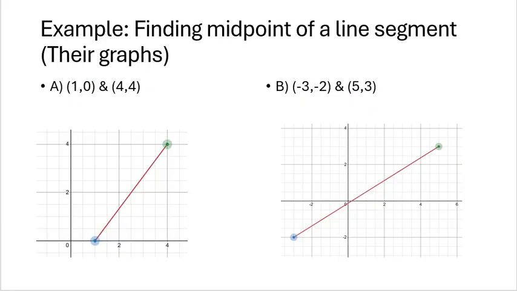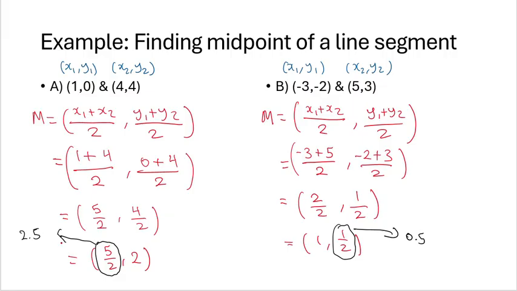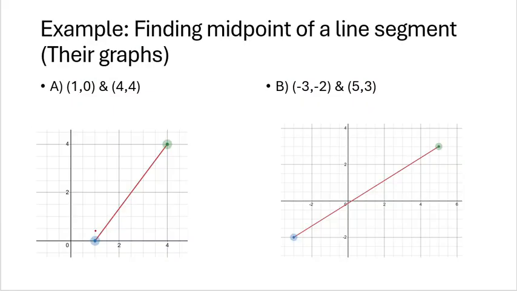Now let's just have a look here. I've just got the graphs out already done for you. Let's just plot where the midpoint is. Let's go to part A: (1, 0) and (4, 4). So that's 2.5 and 2. Let's find where 2.5 is. If I know that this point is 3, that means over here is 2.5, and my y value is 2.